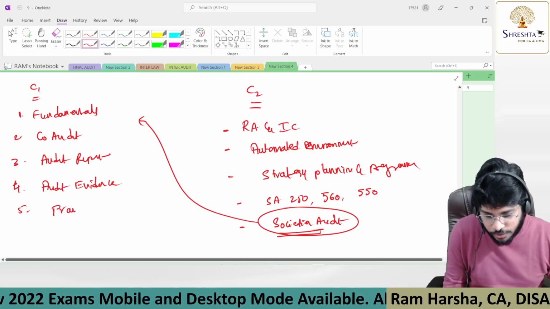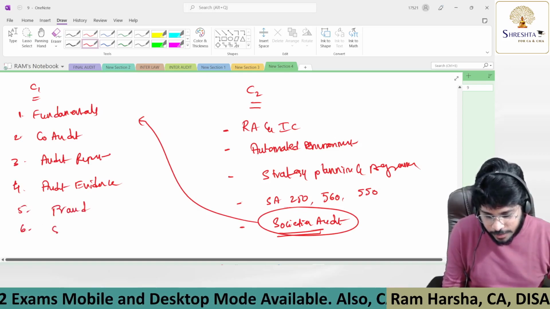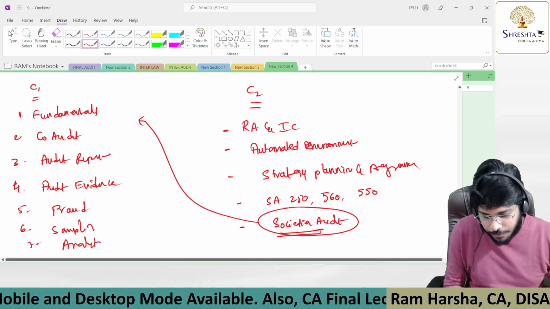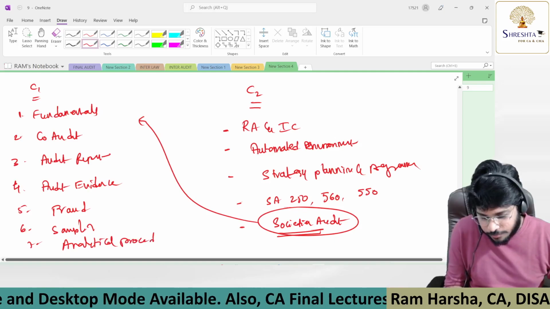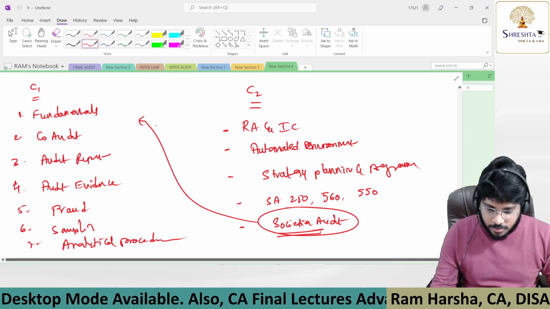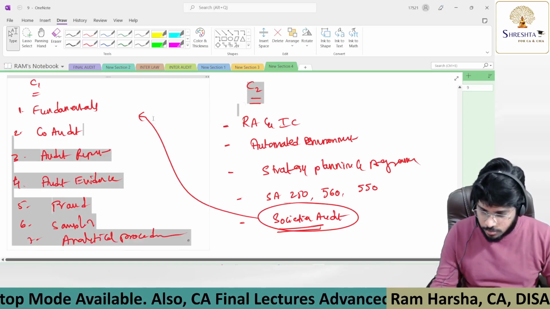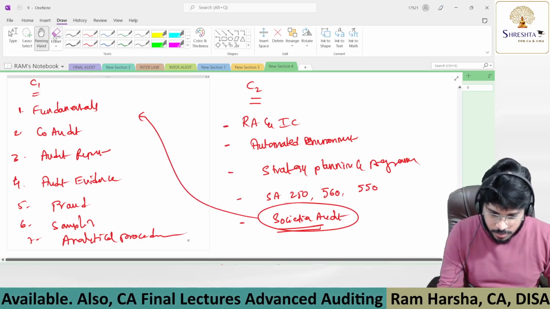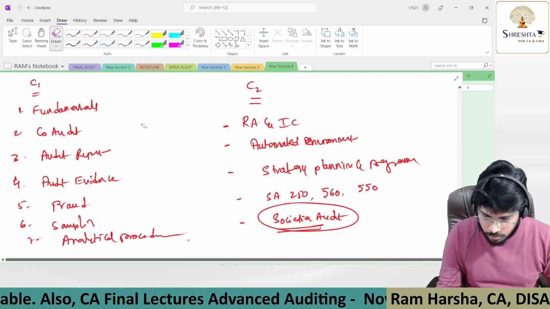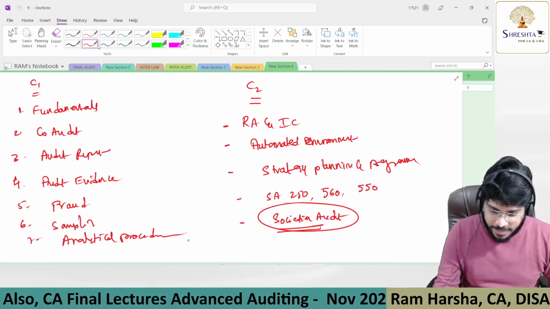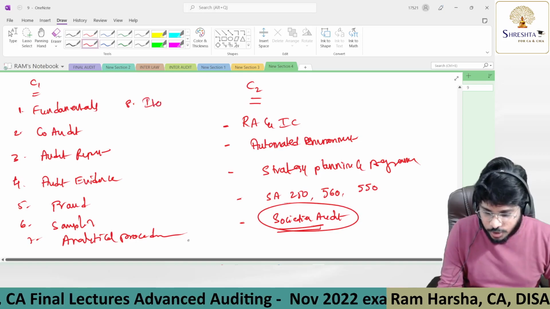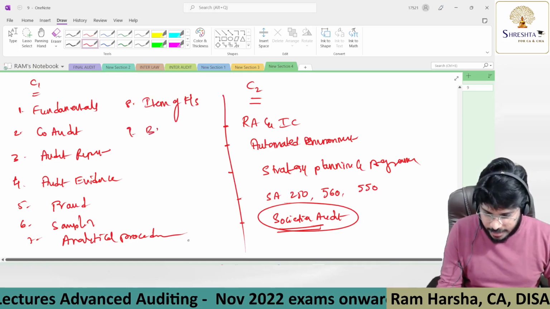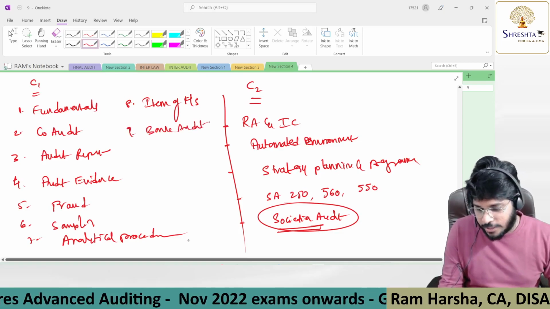Fifth, you need to go and revise fraud. Sixth one, you need to revise sampling. Seventh one, analytical procedure. Then eighth one, items of financial statements. Then ninth one, bank audit.